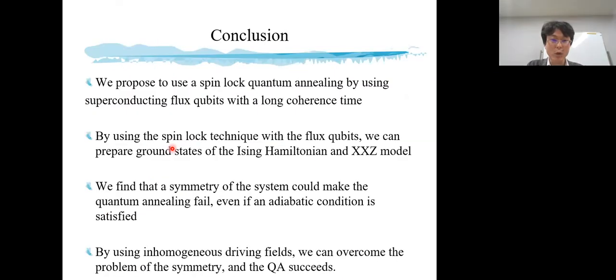So this is a summary of my talk. We propose to use spin-lock quantum annealing by using long-lived superconducting flux qubits. Also, by using the spin-lock quantum annealing, we can prepare the ground state of the XXZ model. Also, we have found a case where quantum annealing always fails due to the symmetry if some conditions are satisfied. Even for such a case, by using the randomized transverse magnetic field, we can break the symmetry and quantum annealing becomes successful again. Thank you for listening.